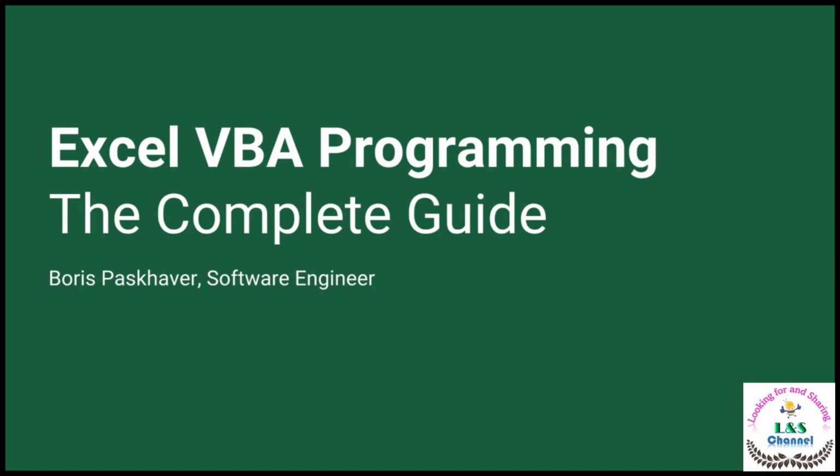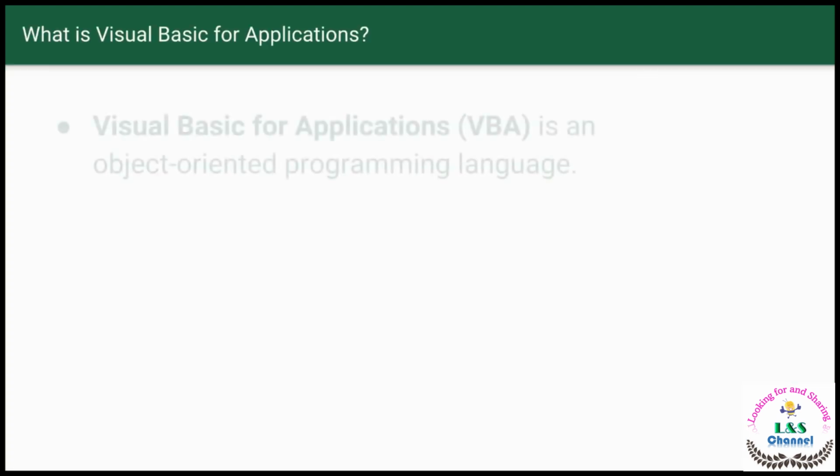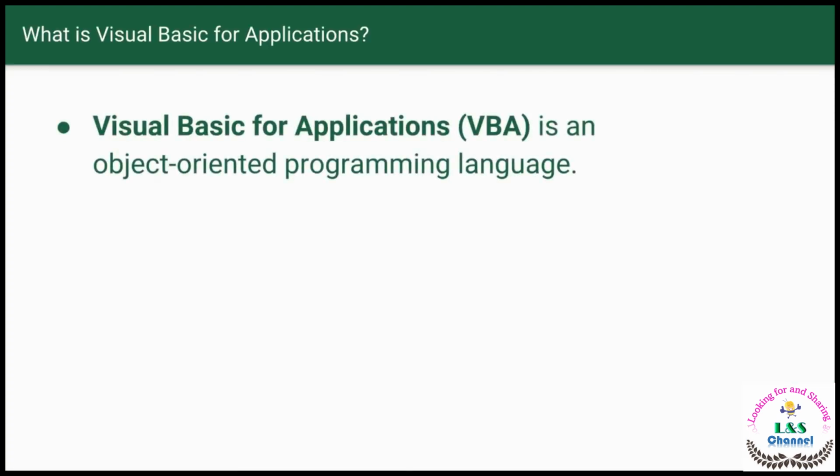I'm really excited to introduce you to one of the most powerful tools available in the Microsoft Office ecosystem, Visual Basic for Applications. So what is Visual Basic for Applications? Visual Basic for Applications, also known by the popular acronym VBA, is an object-oriented programming language. Now, if you're unfamiliar with programming, if you've never written a line of code before, if the term object-oriented is unfamiliar to you, that's totally fine. This course is designed for complete beginners. All you need is a little bit of basic Excel knowledge.